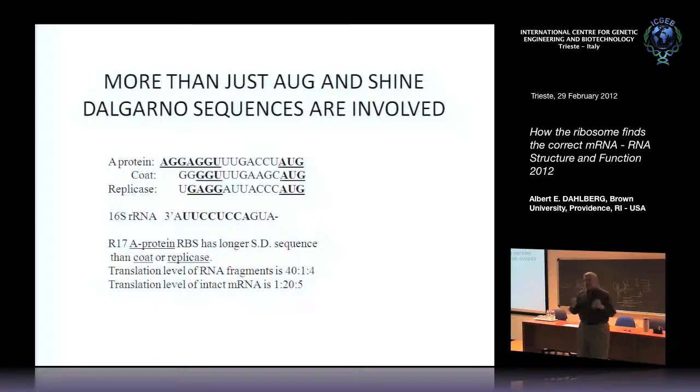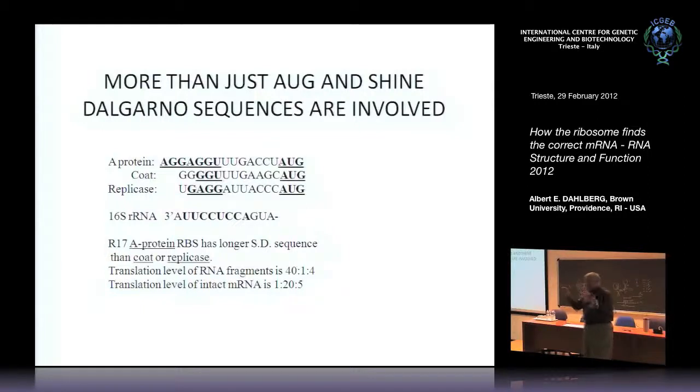However, if they translated the intact messenger RNA, the story was much different. There they got 20 for this one that has the least amount of base pairing with the Shine-Dalgarno, 1 here which has the most, and 5 for this.